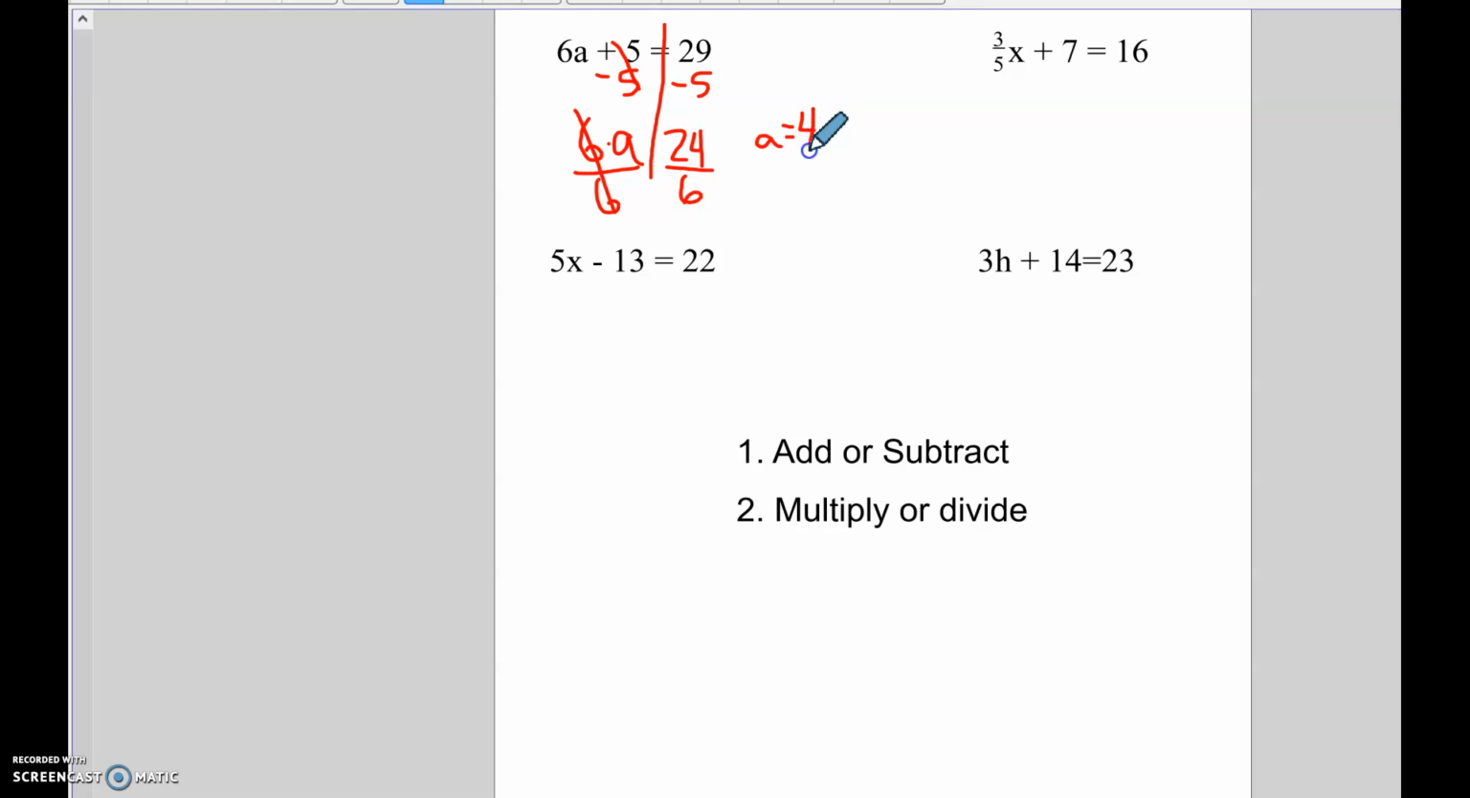Okay, let's check it. 6 times 4 is 24. Does 24 plus 5 equal 29? Yep, it does. Okay, let's do one more. Let's do this one.